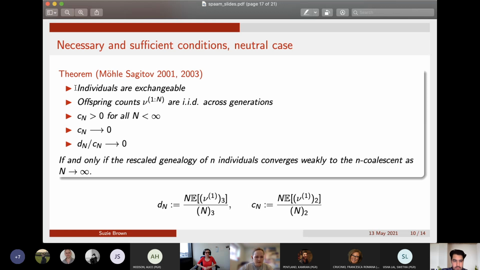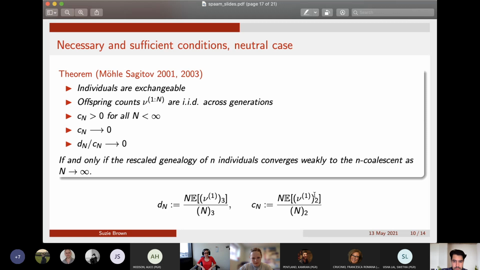So again, we've got the same conditions about exchangeability and IID generations. But now we introduce these two quantities. So Cn is like the second factorial moment. Oh yeah, I should explain. This n brackets 2 means it's a falling factorial. So this is n times n minus 1.